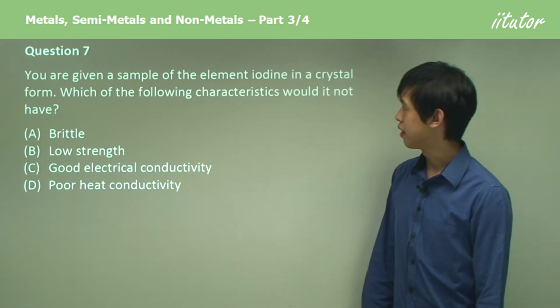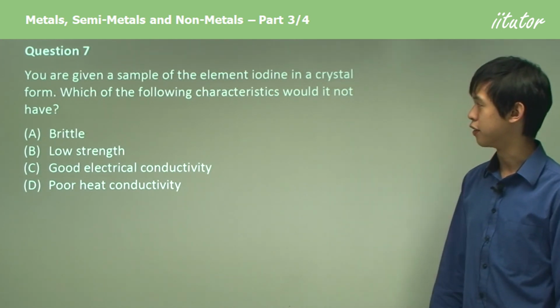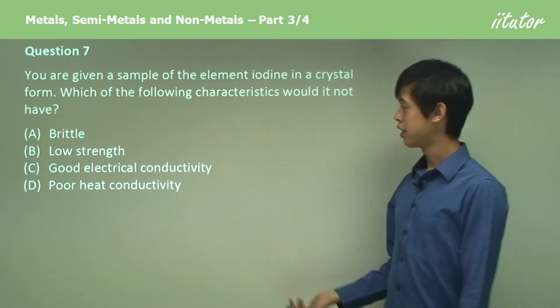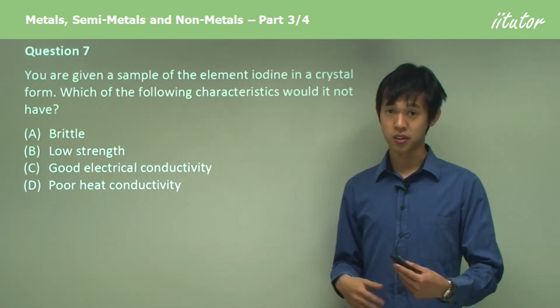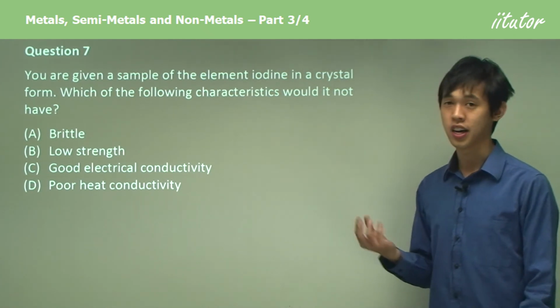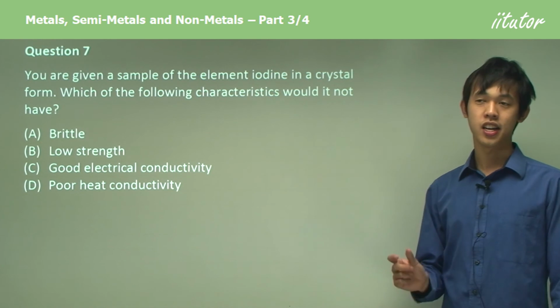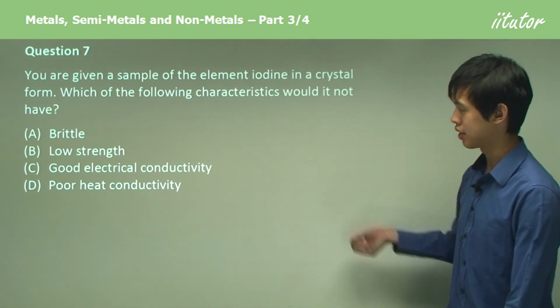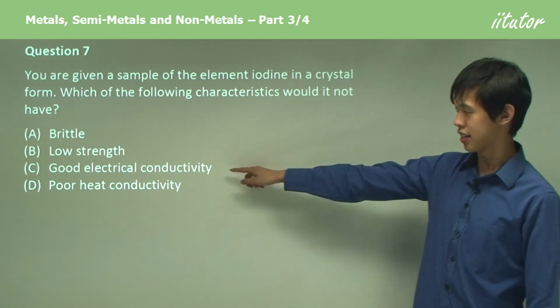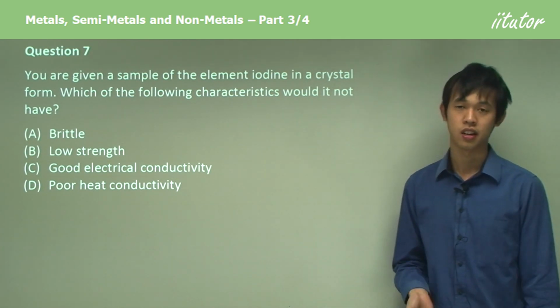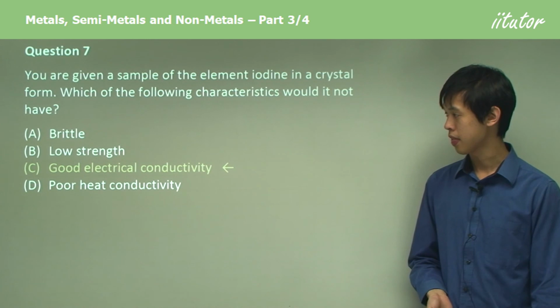You're given a sample of the element iodine in crystal form. Which of the following characteristics would it not have? Which one don't we see if we have solid iodine? Firstly we need to know what iodine is, and iodine is a non-metal. So instantly we can see that C, it won't have good electrical conductivity, because we know non-metals don't have good electrical conductivity. There you have it.